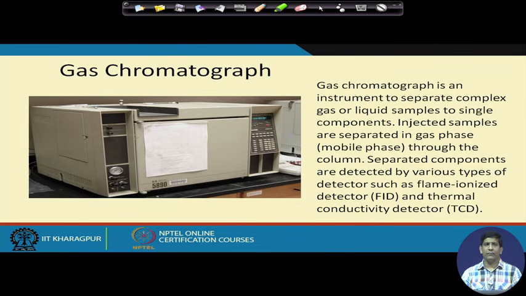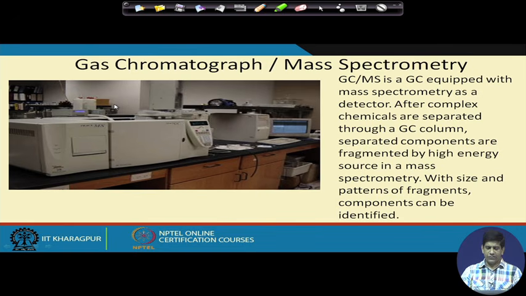So based on what kind of analytes you are looking for, whether you are looking for methane, some organic gas, or any different organic compounds, you will use different types of detectors. So this is where a GC is used. Then there is a GCMS. What is the difference between GC and GCMS?